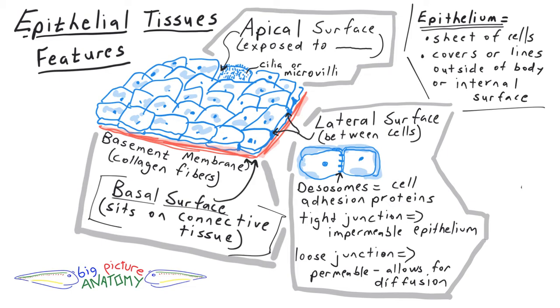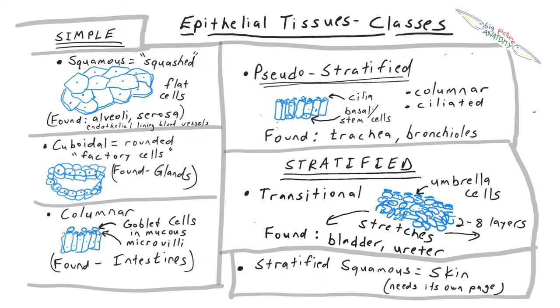Okay, continuing on, having taken a look at these overall features of an epithelial tissue, let's take a look at classes or different types of epithelial tissues. In general, we talk about simple epithelial tissues where there's just one single layer of cells, as compared to stratified epithelial tissues where you would have multiple layers of cells that you move down through. In the case of the simple epithelial tissues, we've got simple squamous, simple cuboidal, and simple columnar.